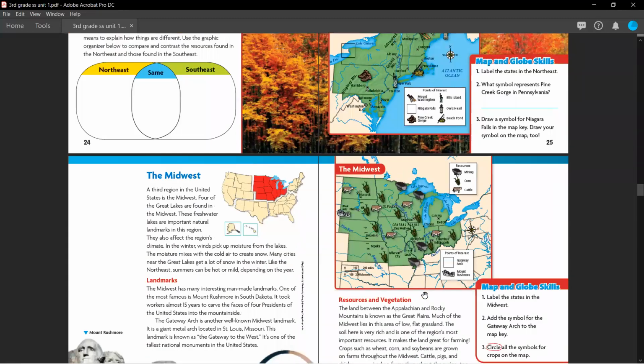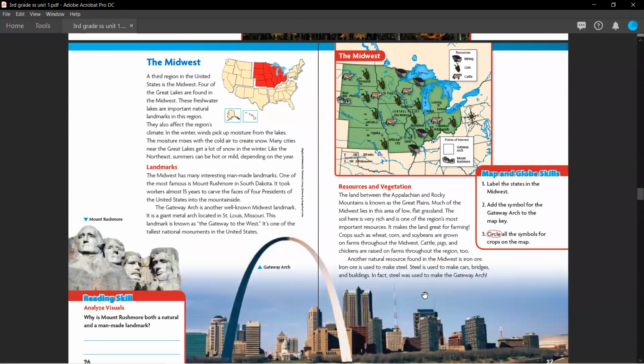After you've completed this page, we're going to move on and we're going to talk about the Midwest. The third region of the United States is the Midwest. 4 of the Great Lakes are found in the Midwest. These freshwater lakes are important natural landmarks in the region. They also affect the region's climate.